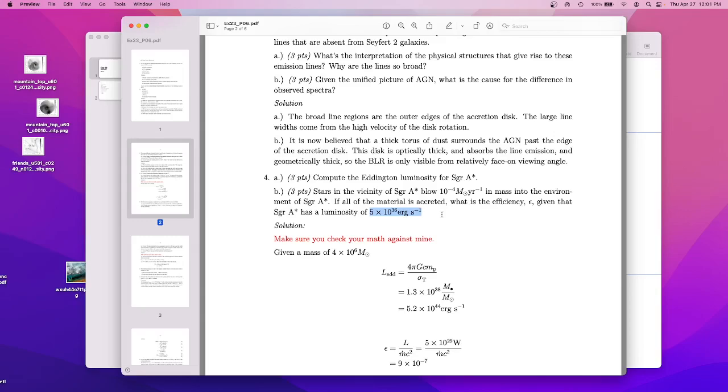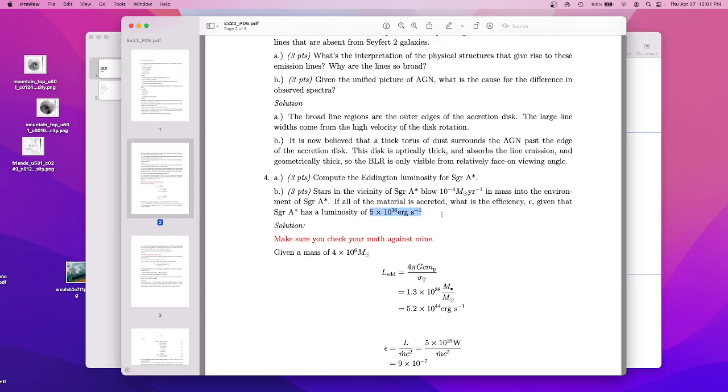And this is equal to the luminosity. So you just say that the efficiency is going to be the luminosity over the accretion rate, which I gave you, times c squared, which you can look up. And you should get a number of like, what did you guys get? Something like 10 to the minus 7. Yeah. What's the physical property that determines efficiency?